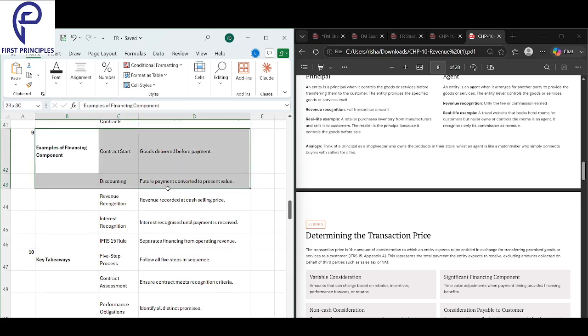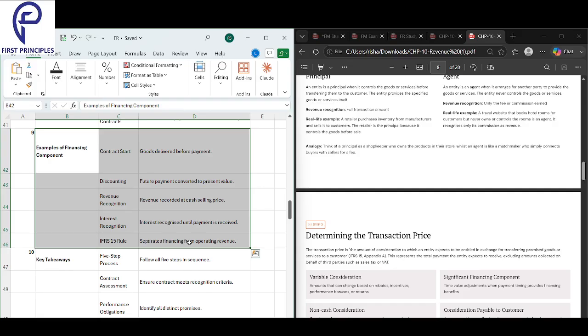Example of financing: we understood it starts with a contract, goods delivered before the payment, contract start. Second, discounting: future payment converted to present value. What is discounting? Your future payment is converted to a present value. You have to take the future payment of $13 and bring it to present value, and you record the present value. Then as time passes, you will increase it, and that increase will be your interest income.